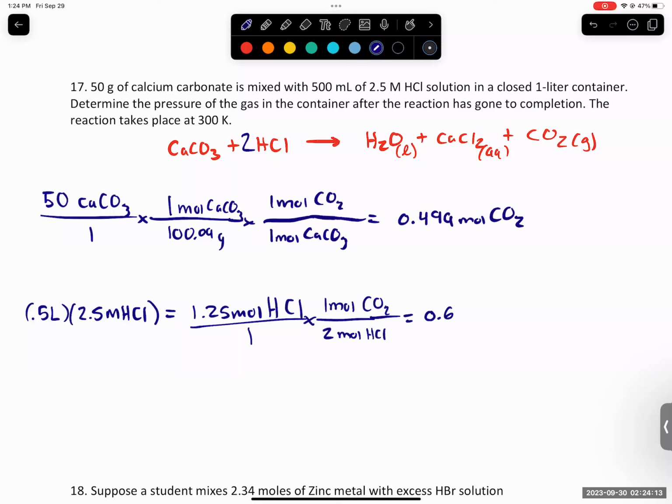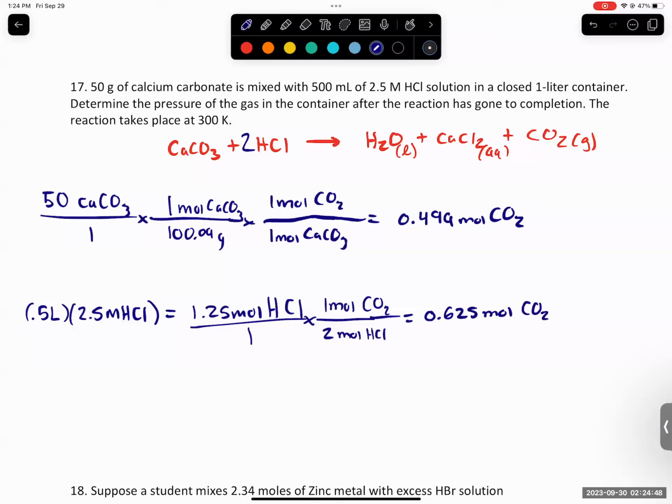That gives about 0.625 moles of carbon dioxide. All right, so based on that, you can figure out which one's the limiting reactant. So which reactant is limiting? Carbon? Wait, oh, no, it's calcium carbonate, because that's less. Calcium carbonate, right? Yeah, so calcium carbonate is our limiting reactant.